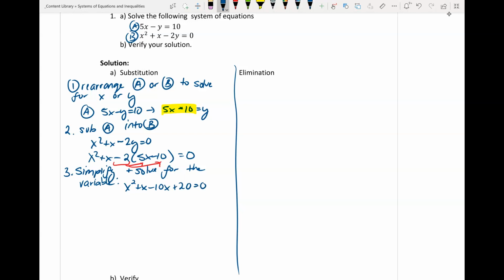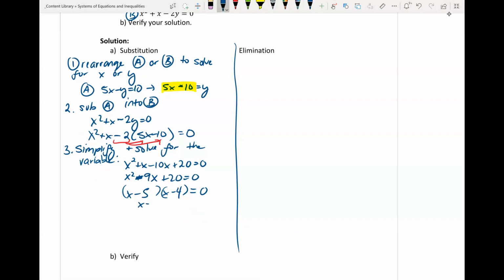Continuing to simplify, we have x squared minus 9x plus 20. And if we want to solve for x, we are going to factor this, same thing as our quadratics unit. So this is going to be x minus 5, x minus 4. 5 times 4 is 20, and negative 5 plus negative 4 is negative 9 to get the middle term. That means x is 5 and 4.